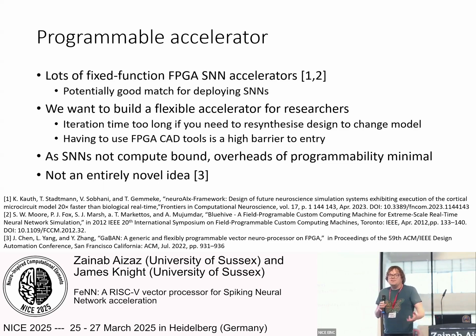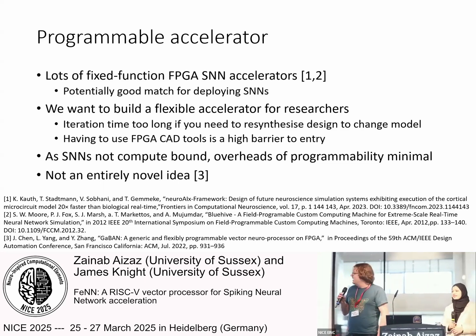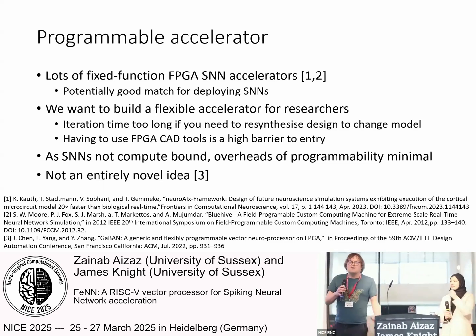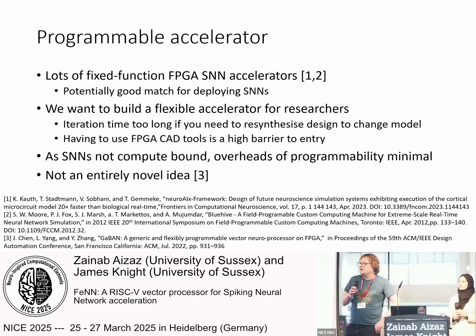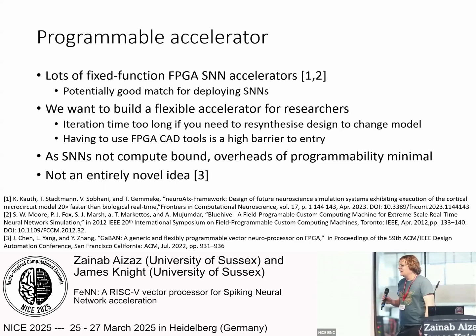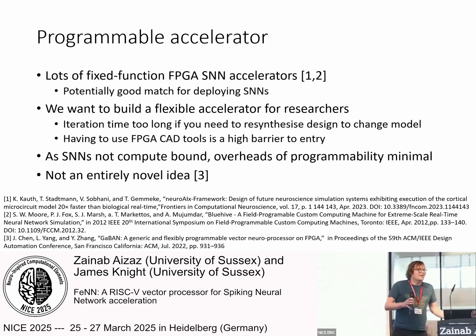But the problem with this is, if you have to resynthesize your design to change your neuron model, no one wants to do that. I can only use Xilinx tools with Zainab's help. And I don't think most researchers would think that's a great idea. And as spiking neural networks aren't compute bound, it really doesn't matter; you don't really need optimized compute. A simple soft processor was probably fine. And this is not a novel idea. In fact, I started my neuromorphic career looking at systems like this at Cambridge, and people have made similar things since. So now I'm going to hand over to Zainab to talk about what we built.